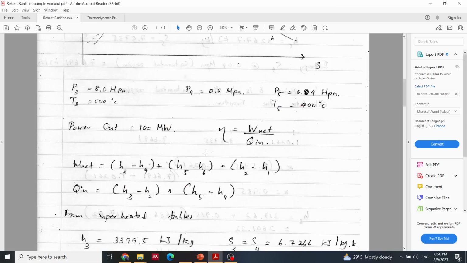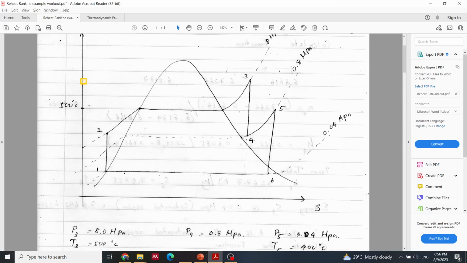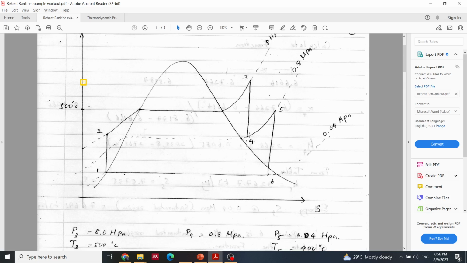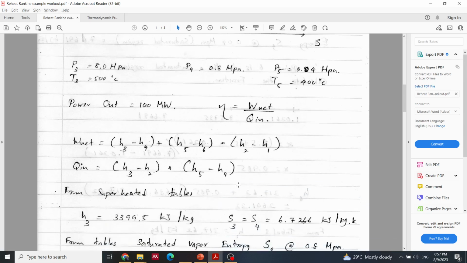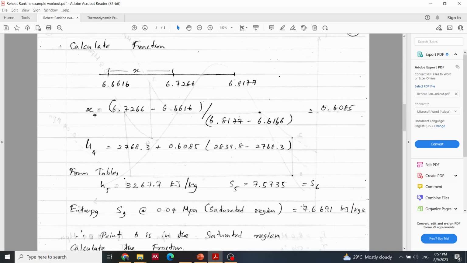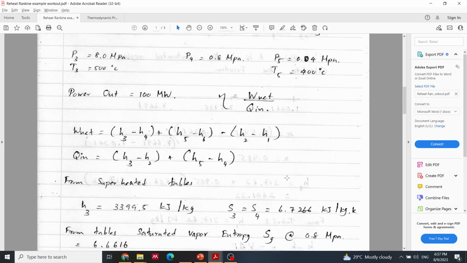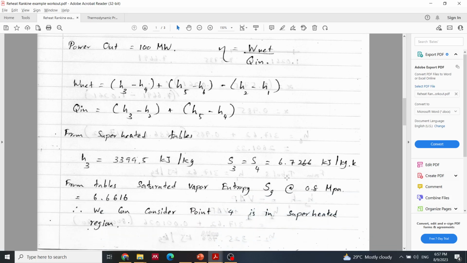So from the table we can get H3, and S3 equal to S4. Because this is an isentropic expansion, during an isentropic expansion the entropy is constant. Therefore S3 equals S4, which is equal to 6.7266. Then we know H3.